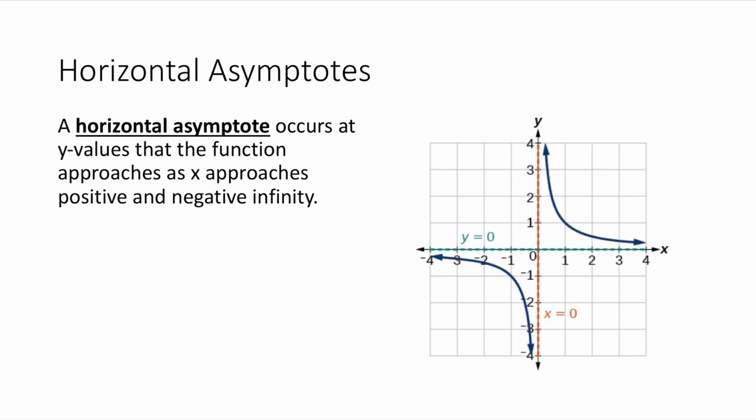A horizontal asymptote occurs at y values that the function approaches as x approaches positive and negative infinity. So the horizontal asymptote tells you a little bit about the end behavior of the function. You can see here this function as x goes to positive infinity, it approaches y equals 0. And as x approaches negative infinity, it also approaches y equals 0. So y equals 0 is the horizontal asymptote.